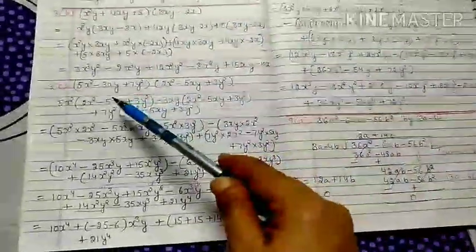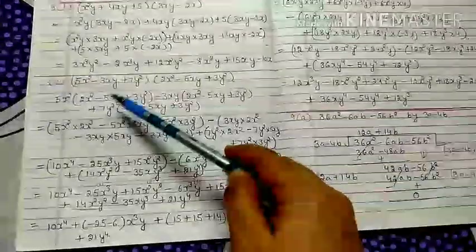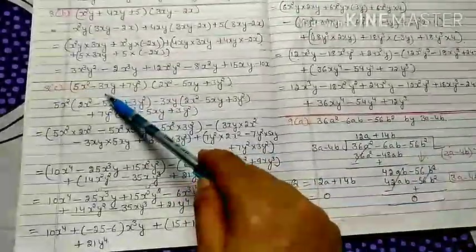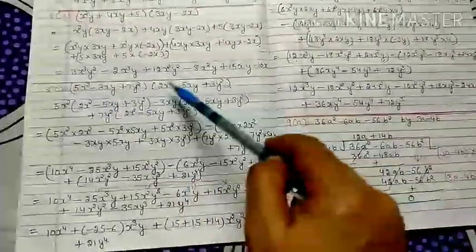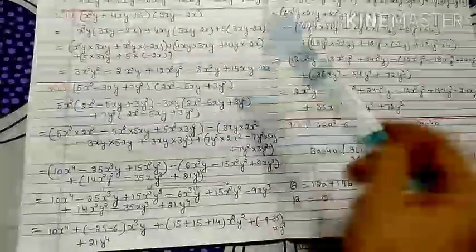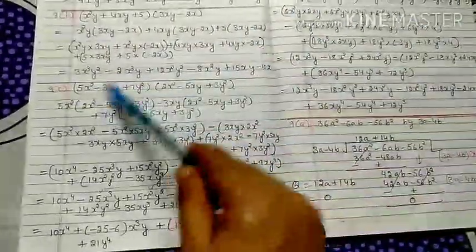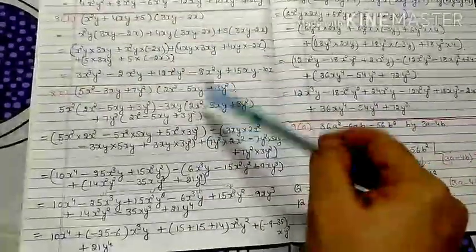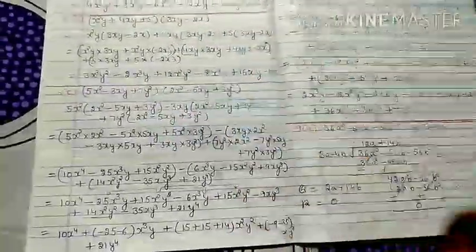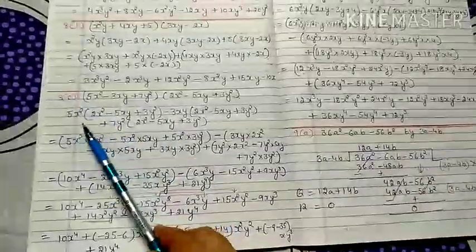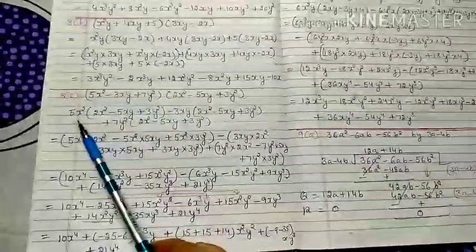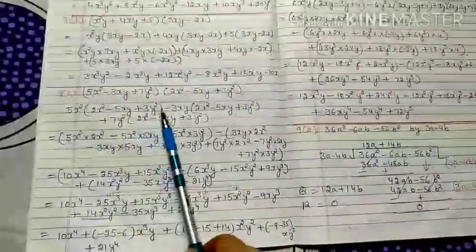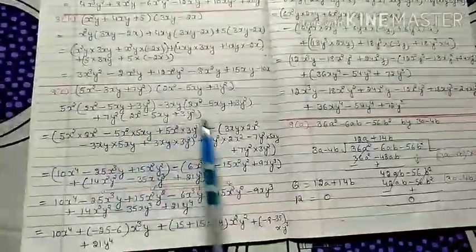Similarly 8th C part, you have to multiply 5x square minus 3xy plus 7y square by 2x square minus 5xy plus 3y square. The first term multiplies by this whole bracket, the second term with its sign also multiplies with this whole bracket, the third term also multiplies with the whole bracket. After multiplication, whatever outer term is there, multiply by all the terms within the bracket one by one.